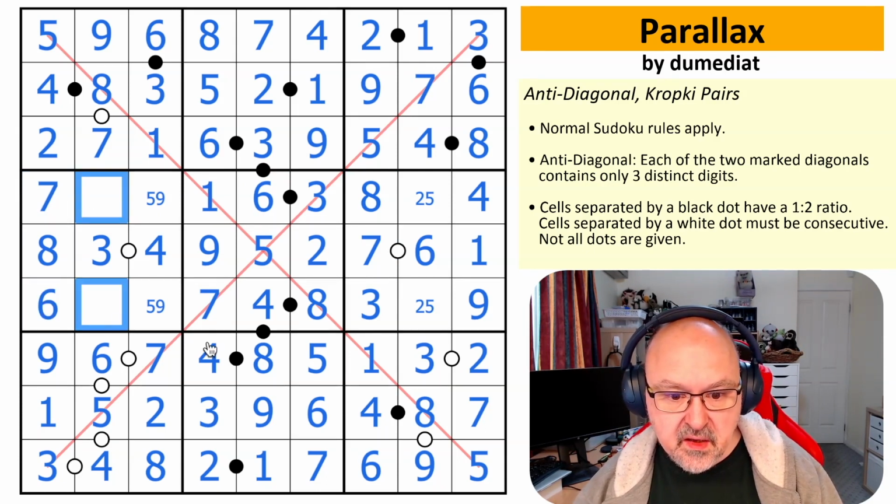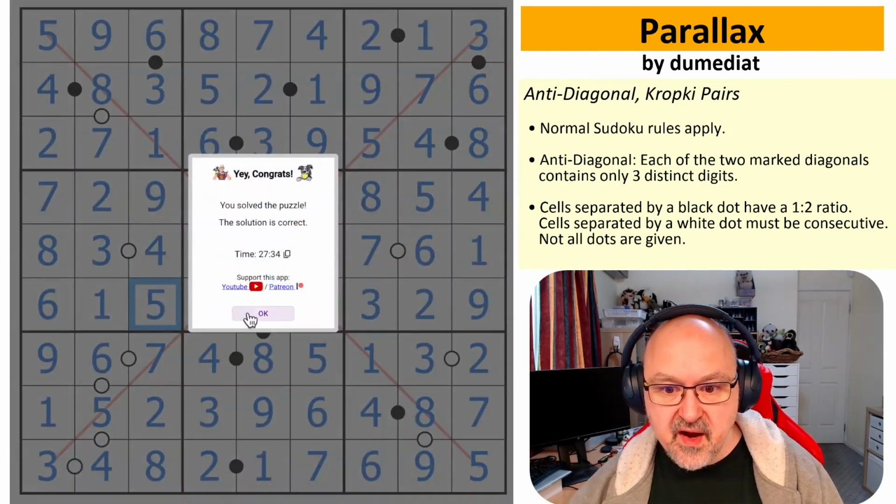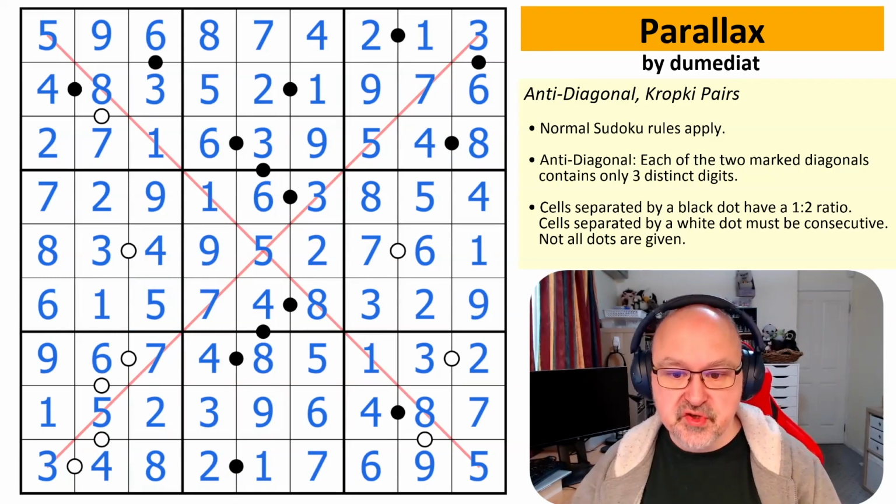Starting to panic here. 1 and 2. This makes this 2 and 1, which looks across, making this 5 and 2, which looks back, making this 9 and 5. And that is the solution to Parallax by dumediat.